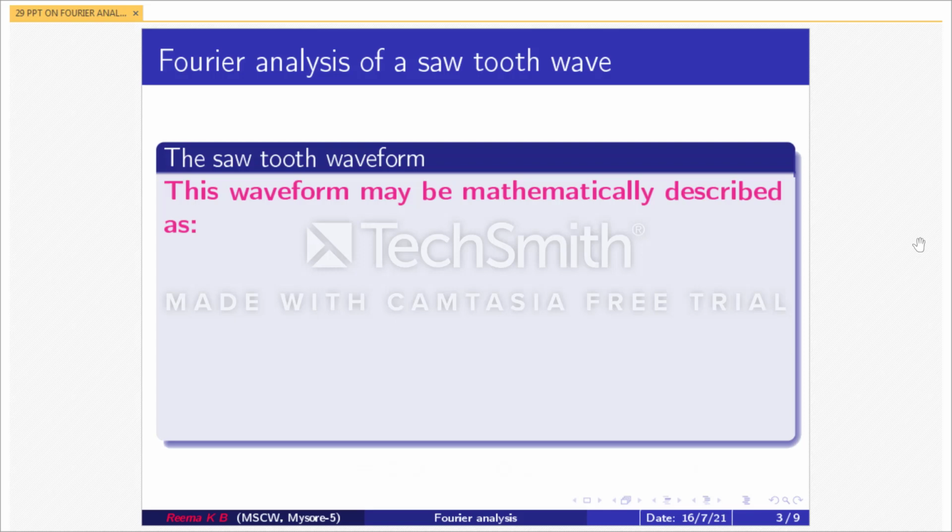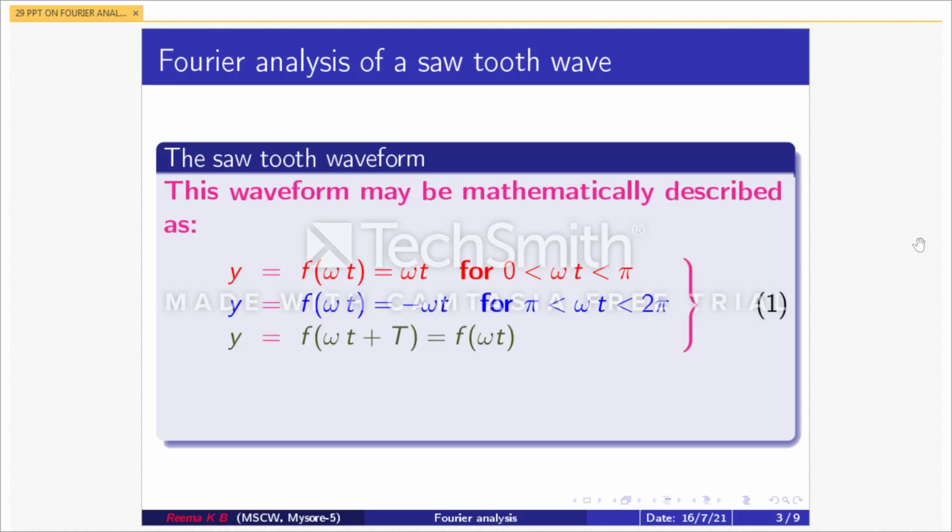The sawtooth waveform may be mathematically described as y equals f of omega t, which is equal to omega t for omega t greater than 0 and less than pi. y is also equal to f of omega t, which is equal to minus omega t for omega t less than 2 pi and greater than pi. y equals f of omega t plus T, which is equal to f of omega t. Let's consider these equations as equation 1.